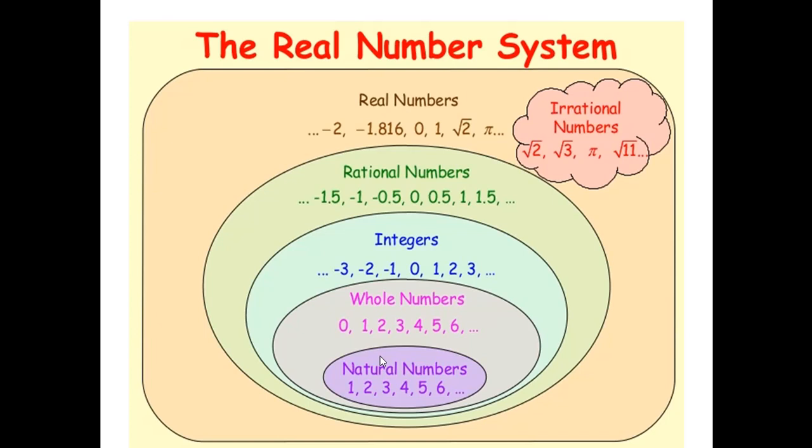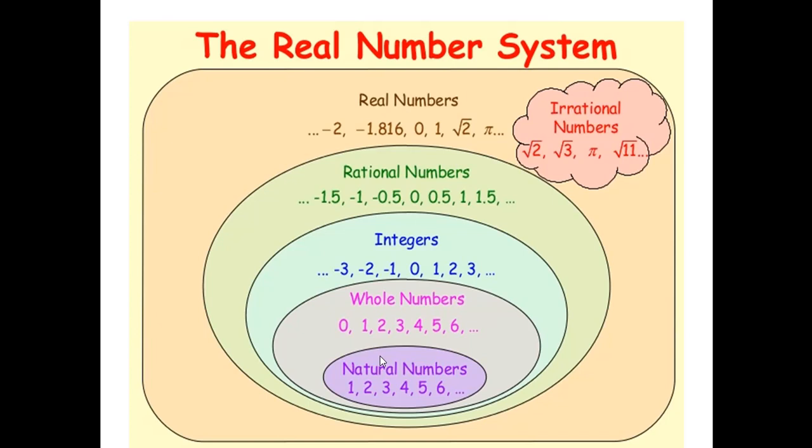Then next come rational numbers. All the numbers which we saw earlier, with some more numbers added, make up the rational numbers. That is, the fractions. Fractions in the form p by q, where q is not equal to 0, and p and q are integers. This is the general definition for rational numbers. So in addition to integers, fractions are included in the rational numbers.